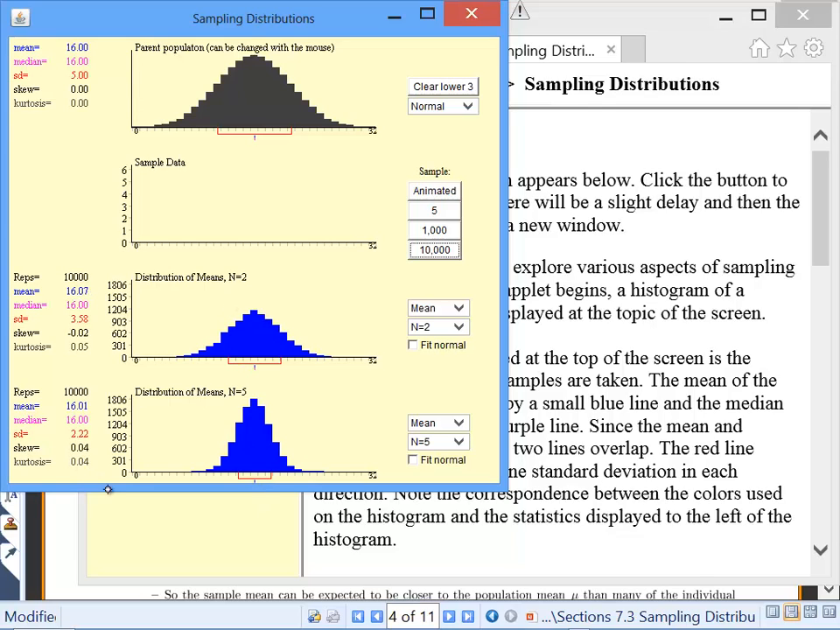So my mean is 16.07, mean 16.01. Okay, so both of them have means that are very close to my original population of individual values, but the standard deviation, well, let's just look. So my parent population standard deviation is 5. When I go to sample size 2, my standard deviation drops to 3.5. When I go to a sample size of 5, my standard deviation drops to 2.22. And so as my sample size increases, my standard deviation gets smaller and smaller.